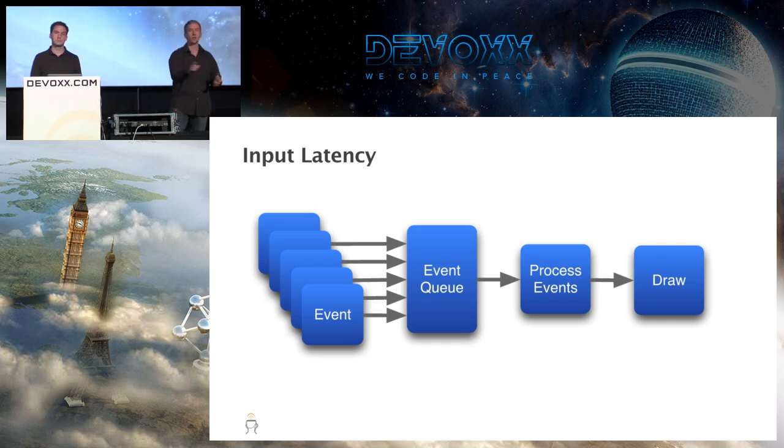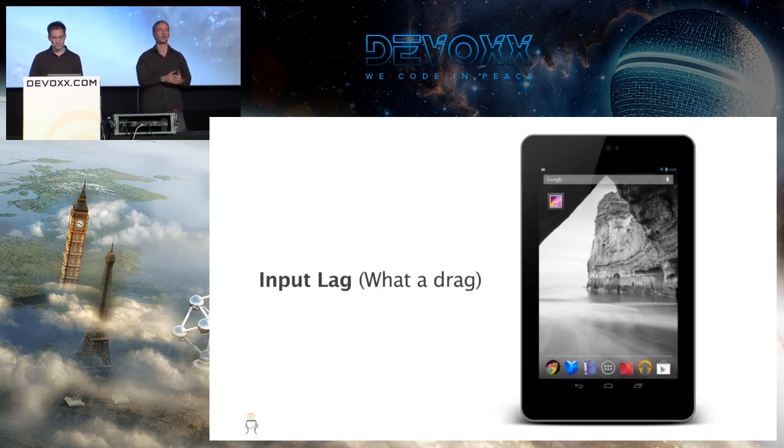Someone touches the screen, they move their finger on the screen. Somebody down there is responsible for collecting those events. They get batched up and they get put onto a queue somewhere on the device. And then eventually that queue gets processed and those events then get turned into operations that cause us to draw in reaction to those events. So no matter how you're doing this, that's the overall process of how input gets turned into changes on the screen.